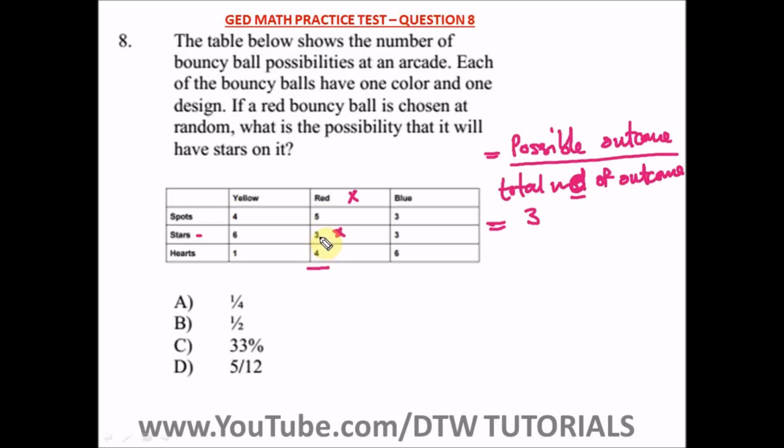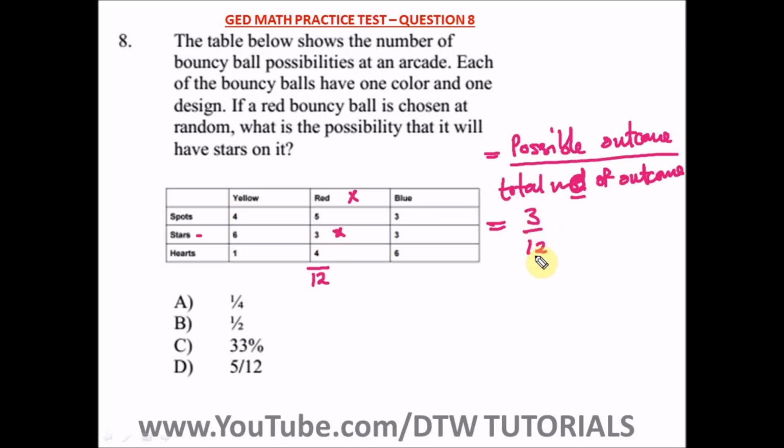What is 5 plus 3? That will give us 8. And what is 8 plus 4? That will give us 12. So the total number of outcomes, since we're focusing on our red bouncing ball, is 12. So from here we have 3 divided by 12. That's your possible outcome, which is 3 star designed red bouncing balls.